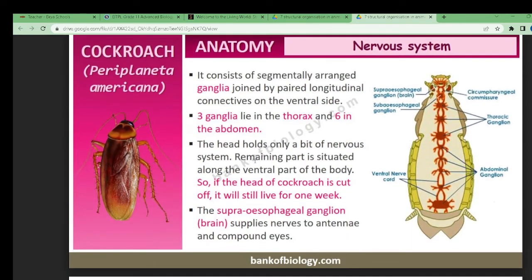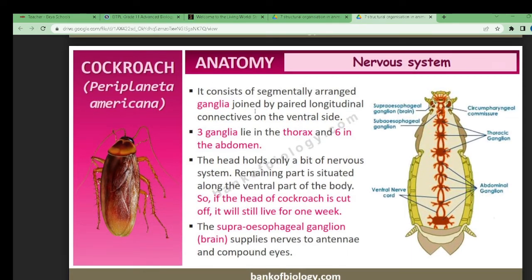Then the nervous system is there. The nervous system contains ganglia. Three thoracic ganglia are present. You can see the thoracic ganglia.